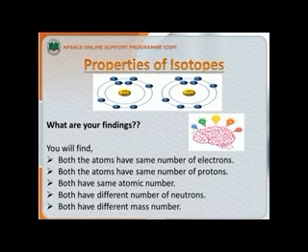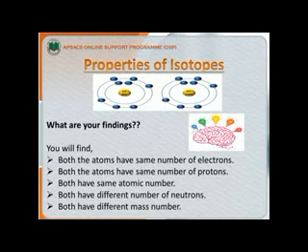Next, both the atoms have the same number of protons. You can see in both the atoms the number of protons, which are represented by P. Both atoms contain the same number of protons, that is 8 protons. Both have the same atomic number. As they have the same number of protons, that means they have the same atomic number.